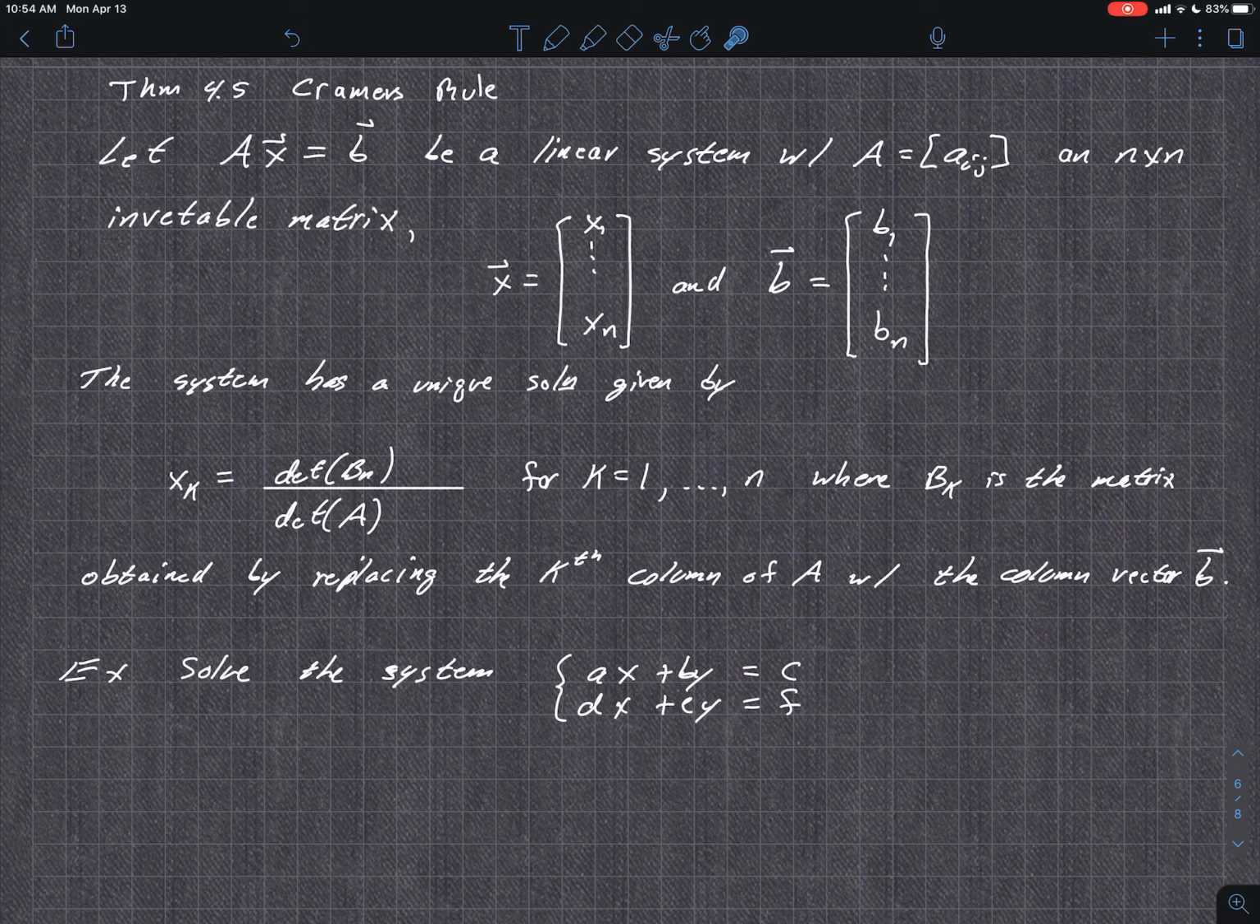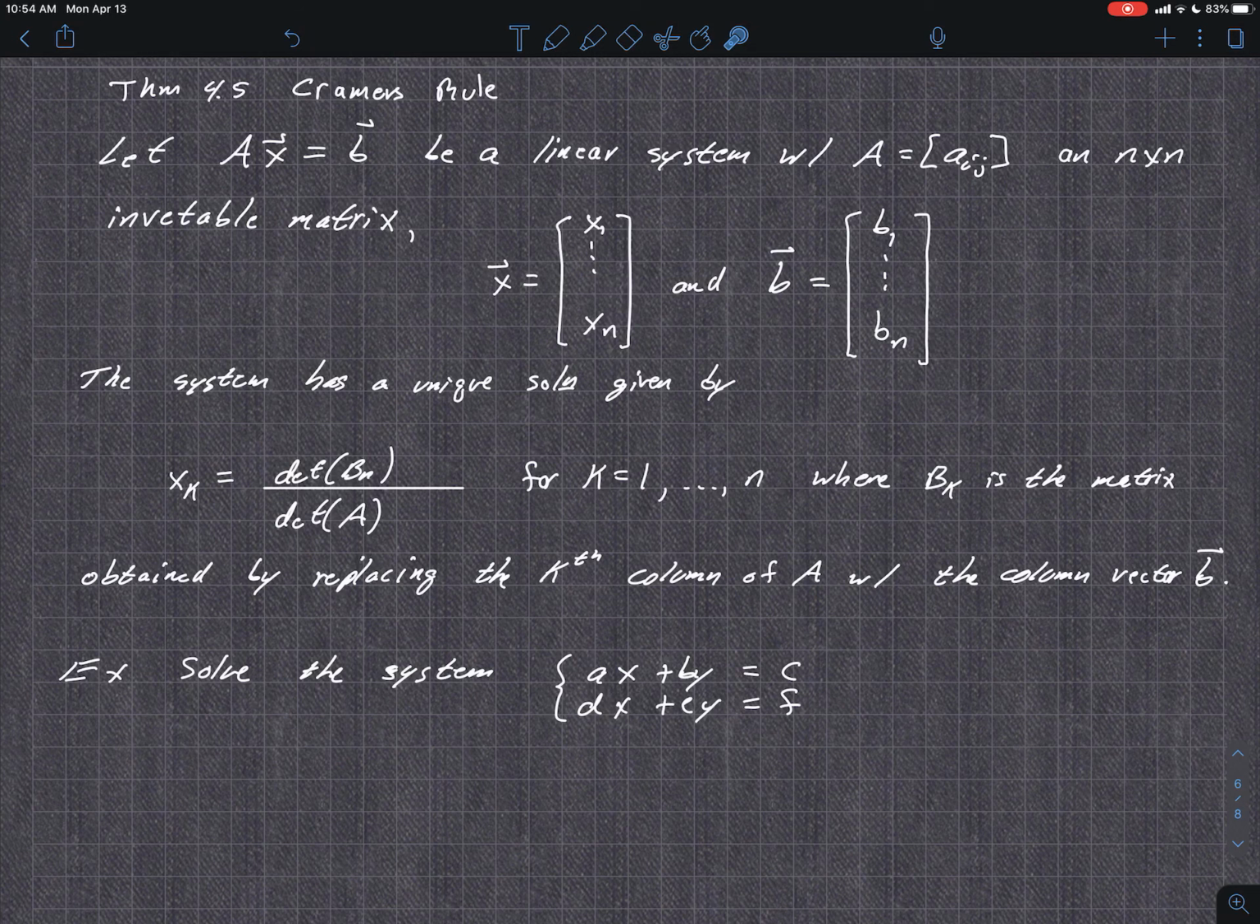X we define to be that column vector, B the other column vector. Then the system has a unique solution given by this. Each one is like x, y, z, or x1, x2, x3, however many equations you have. It gives you the solution to that value. So what you do is you take the determinant of B sub n over the determinant of A, where the determinant of A is the coefficient matrix.